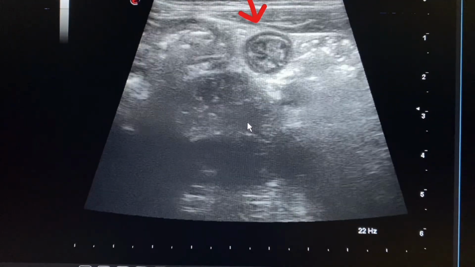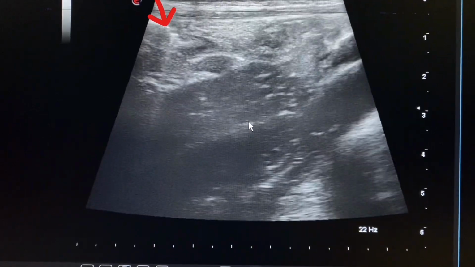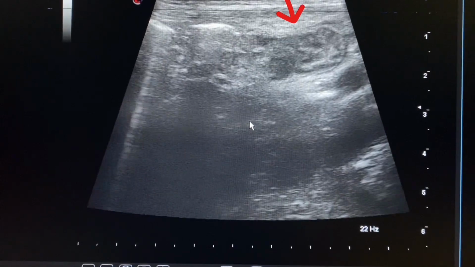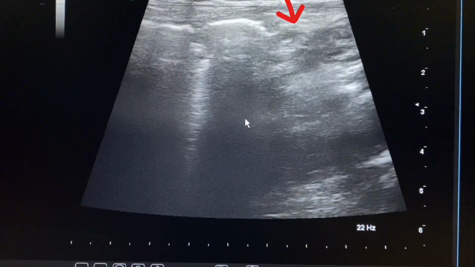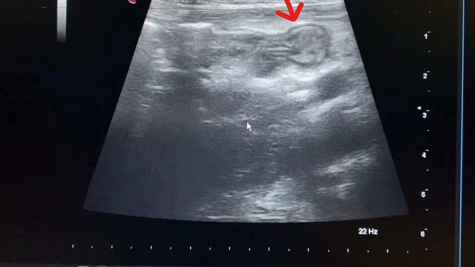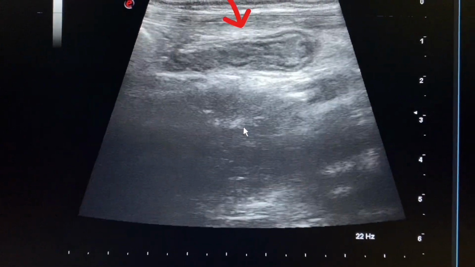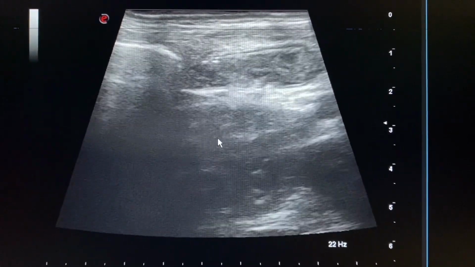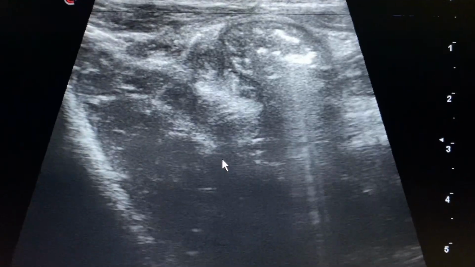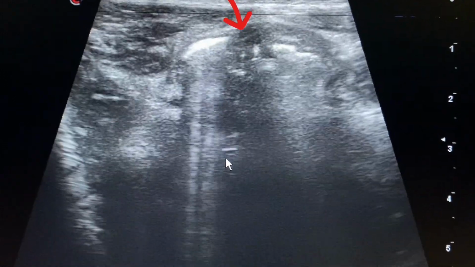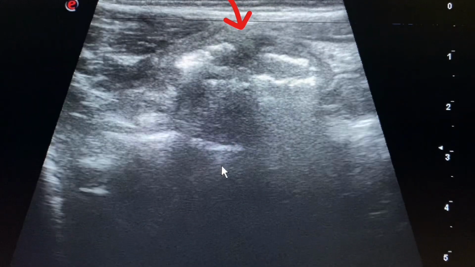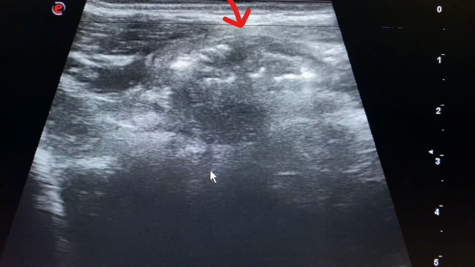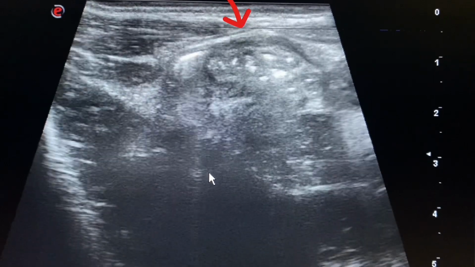Here we see the distal ileum joining with the cecum. This part of distal ileum is more prominent and the walls are mildly inflamed. Here we see the cecum which contains gases in bubble shape. The walls of cecum are also mildly prominent and inflamed.